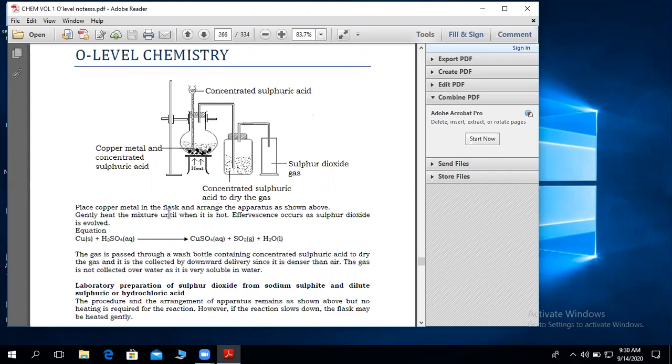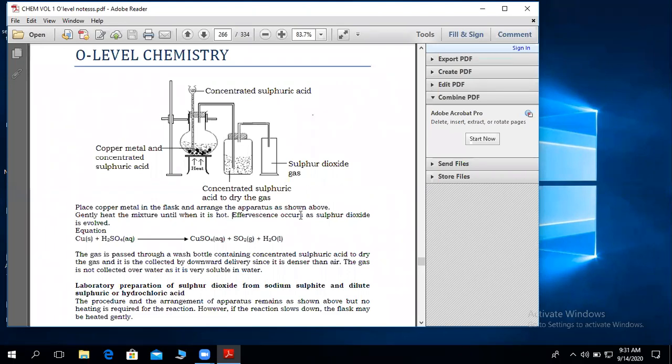Place copper metal in the flask and arrange the apparatus as shown above. Gently heat the mixture until it is hot. We only heat when we are using copper and concentrated sulfuric acid.